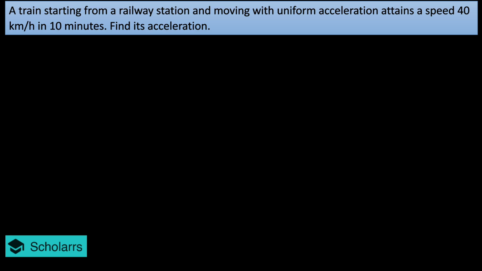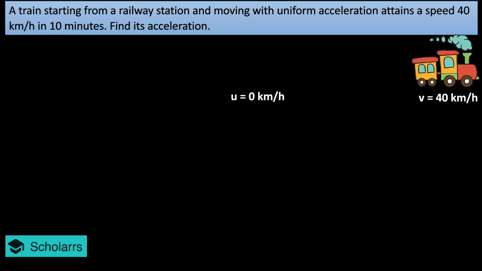In this question, they are saying a train starting from a railway station. So here we have a train and it's starting from a railway station. Can we say its initial velocity will be 0, right? Moving with uniform acceleration and attains a speed of 40 km per hour. So this train is moving and finally attains a speed of 40 km per hour. So can we say its final velocity is nothing but 40 km per hour?